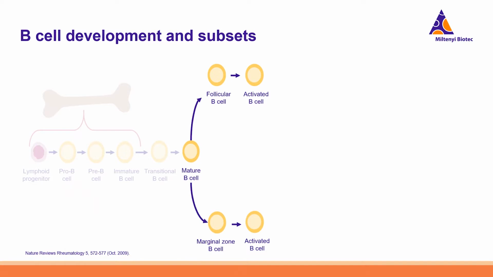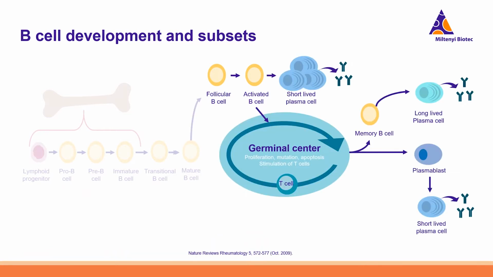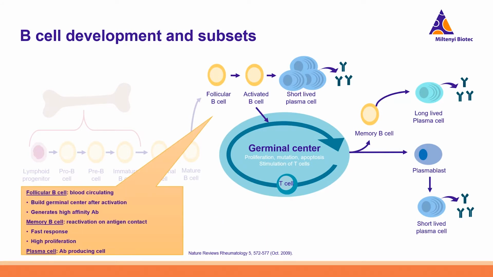When we then have the mature B cells, they develop into follicular and marginal zone B cells. The follicular B cells are mainly in the blood, so they get activated when they get contact to an antigen. And when they are getting activated, they normally undergo this germinal center reaction. But some of them are directly differentiated into short-lived plasma cells that then produce antibodies. But as the name says, they're only short-lived, so they don't survive for long.